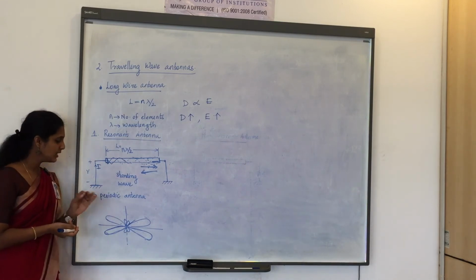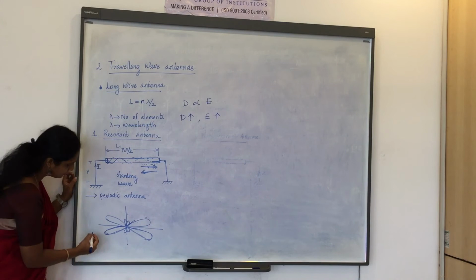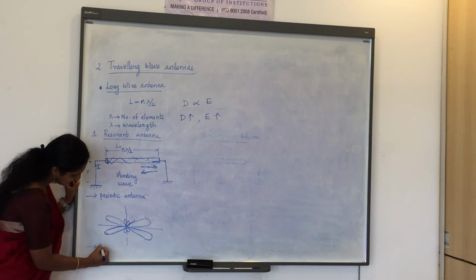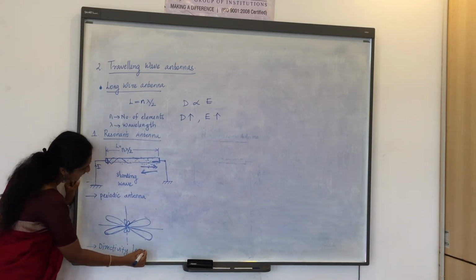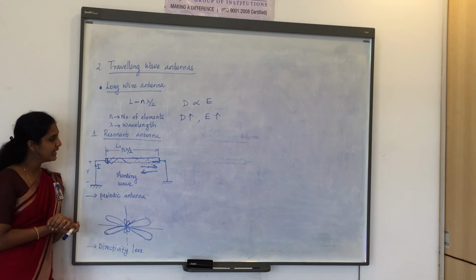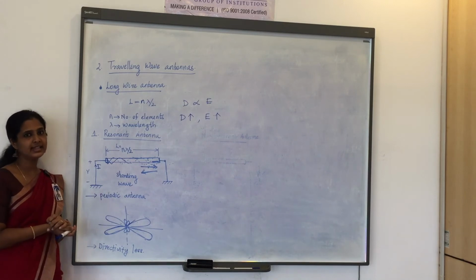In the case of the resonant antenna, directivity is very less. And one other problem is also that the angle of the radiation is dependent on the length. Those are the two problems with the resonant antenna.